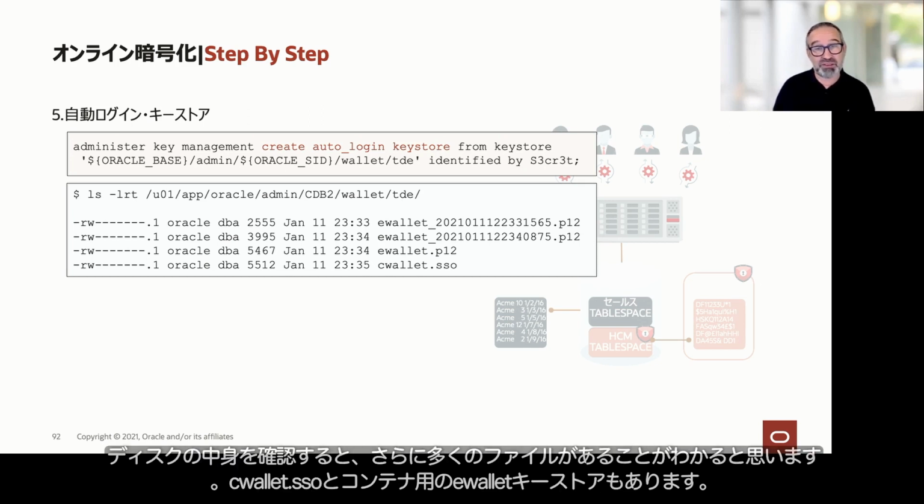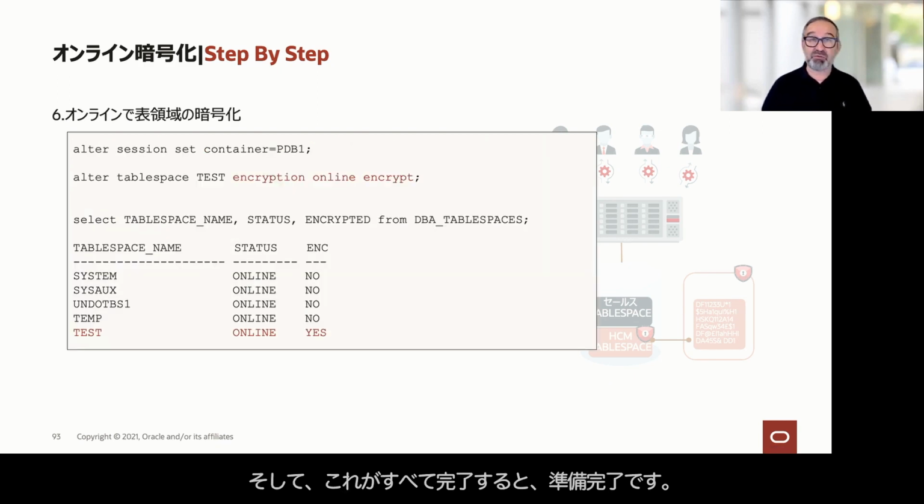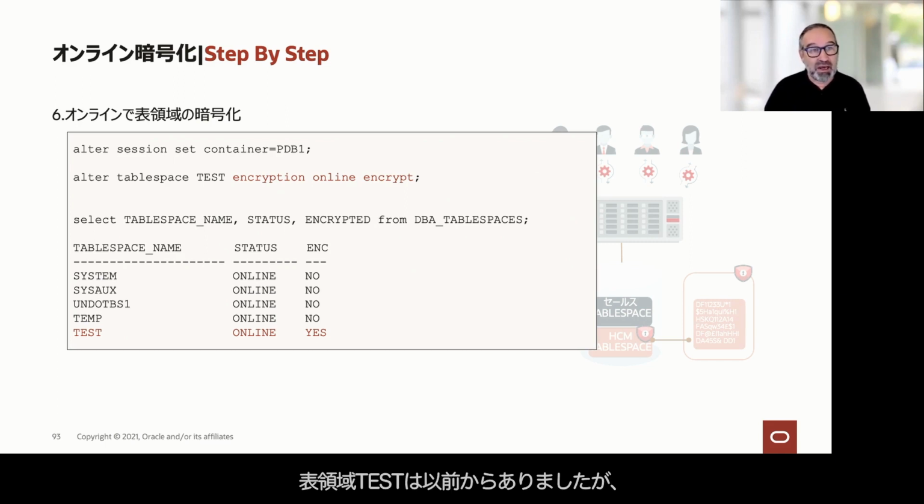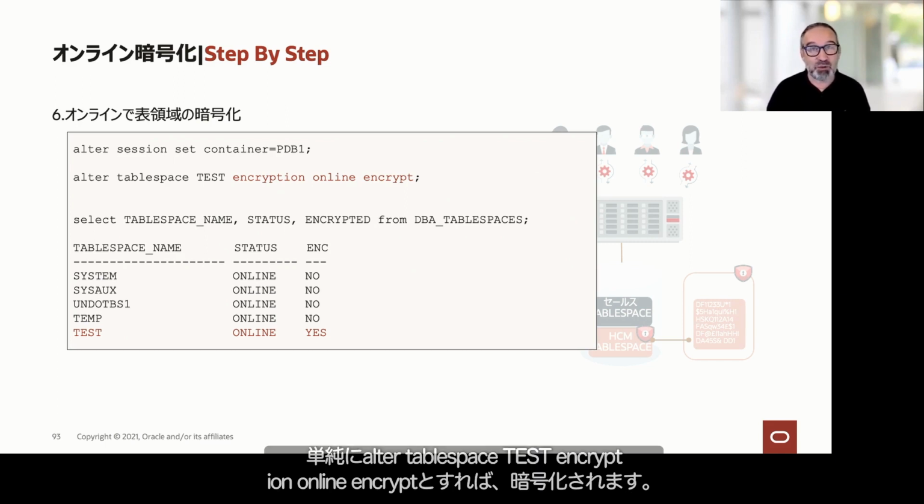When we check now on disk, you see that we have more files. We now also have a cwallet.sso, and for the containers, separate ewallet key stores here. And once all this is done, this was the prep stuff, now I can encrypt my tablespace. So here I go into my PDB1, I have my tablespace test. It was there before, and I simply say alter tablespace test encryption online encrypt, and it's encrypted.